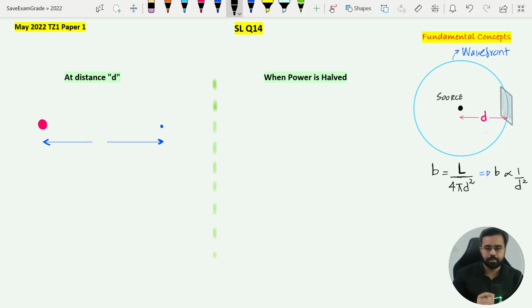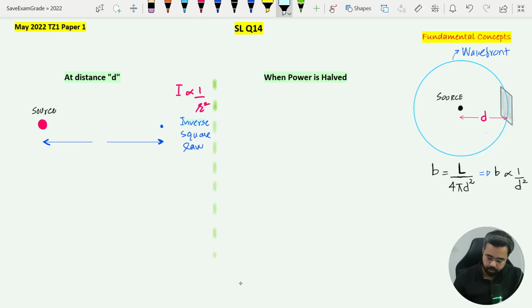This question is about the intensity of the wave and its variation with respect to distance. We are supposing that this is the source, and it's not mentioned which kind of wave it is the source of, but you can consider it either the source of sound or light, because in both cases intensity varies as inversely proportional to the square of distance. So I is inversely proportional to the distance squared, which is also called the inverse square law.